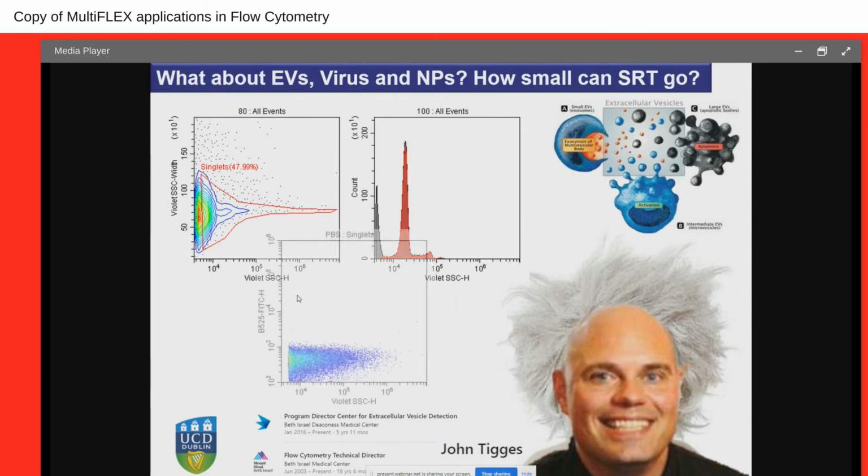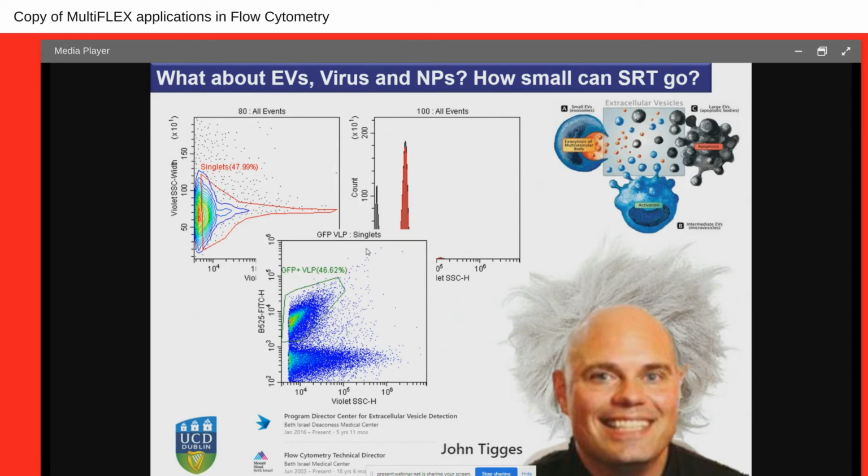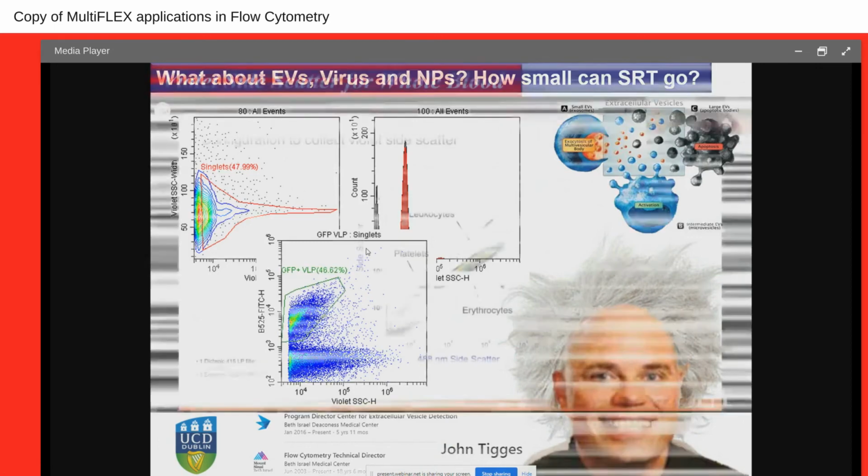What about EVs? In this case, these are background, and what he has done from the sample was trying to sort those EVs that they're, in this case, GFP virus-like particles. So he was sorting these particles with no issues.